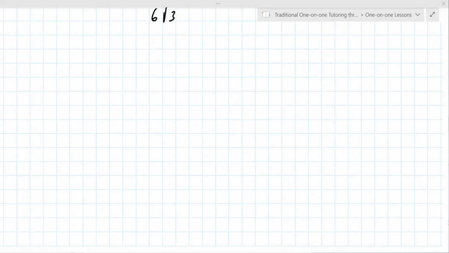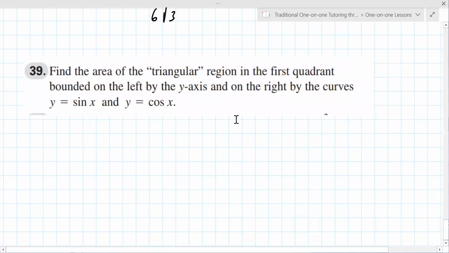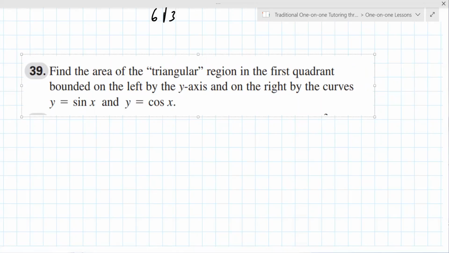All right, so what is the next one for us to look at here? Let me go back to my chat here. And you said 39. We're gonna find 39. Oh no, triangular region. Find the area of the triangular region in the first quadrant bounded on the left by the y-axis and on the right by the curves sine x and cosine x.